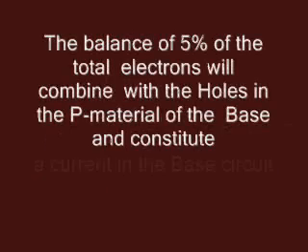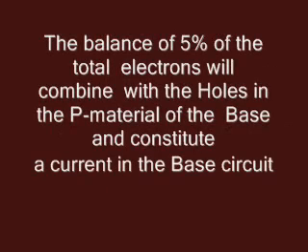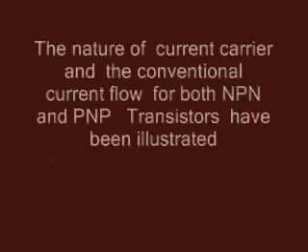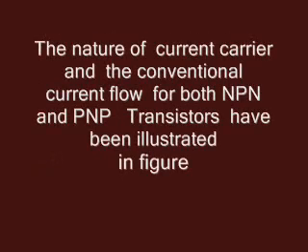The balance of 5% of the total electrons will combine with the holes in the P material of the base and constitute a current flow in the base circuit. The nature of current carriers and the conventional current flow for both NPN and PNP transistors have been illustrated in figure.